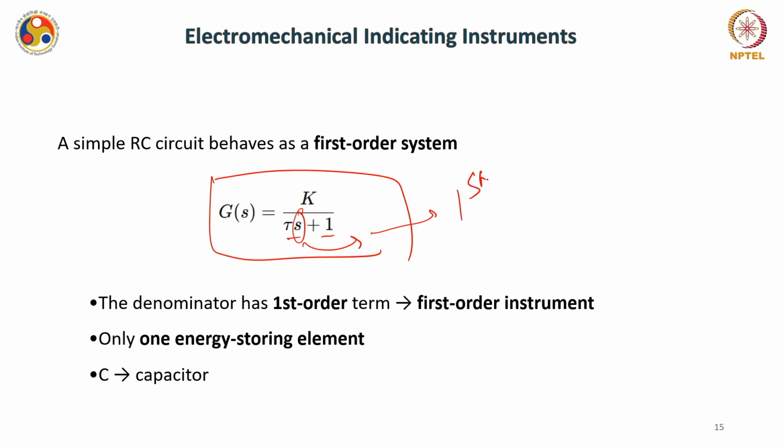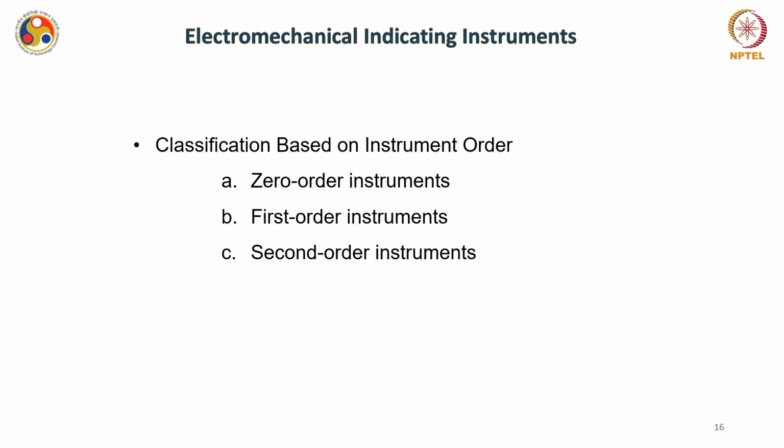Okay, so the denominator has a first order term. Therefore, I can say that this is a first order instrument. If I go by the other route, which is finding the number of energy storage elements, I can see that this is a simple RC circuit, meaning there is only one energy storage component, which is the capacitor. So this is another way of looking into the order of an instrument.